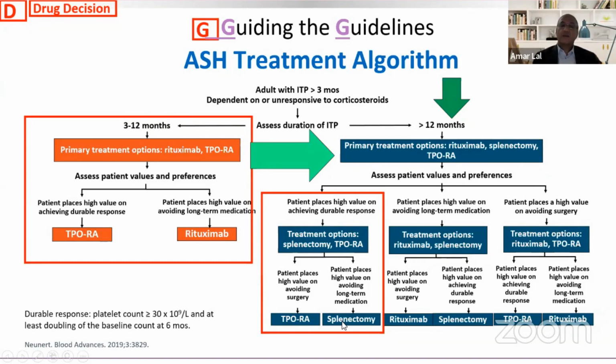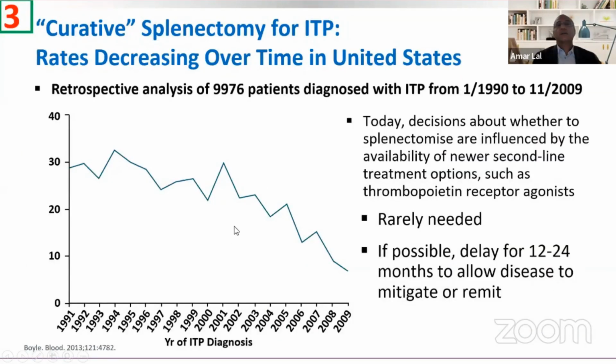At this time, you can take out the organ, or you can use another TPO agonist. And here is the splenectomy, as you have seen by Dr. David Kuter, that we are not optimized, I mean, splenectomy is rarely needed. It's going down because a lot of options are available.